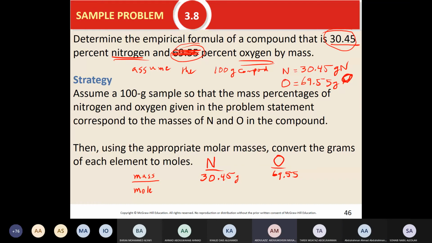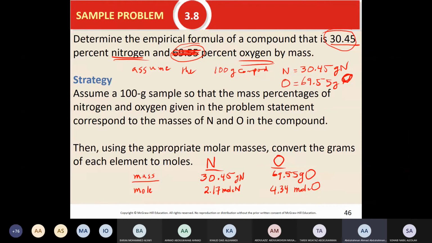2.17 moles of nitrogen. How did you do it? I multiplied by 1 mole of nitrogen over 14.01 grams of nitrogen. So what's the answer? 2.17 moles of nitrogen. This is mole N, and this is gram N. Be careful. And this is gram O. Now, can you find the mole of oxygen? Yes, 4.34 moles of oxygen.